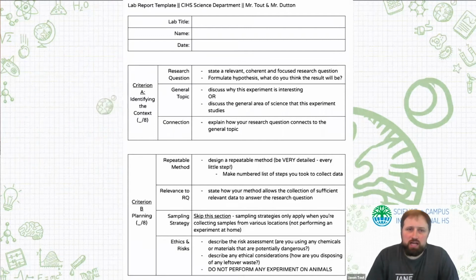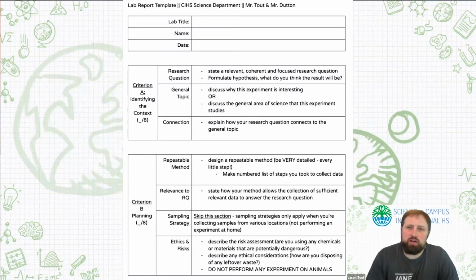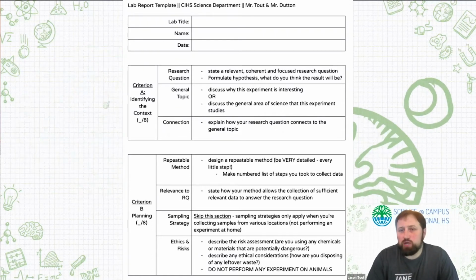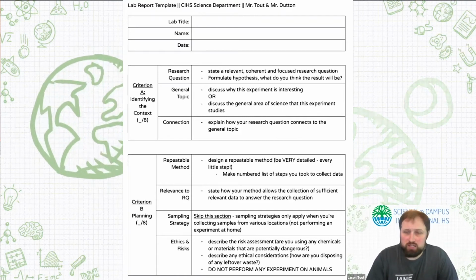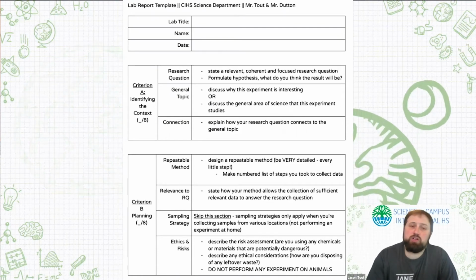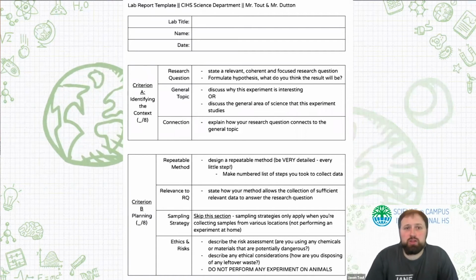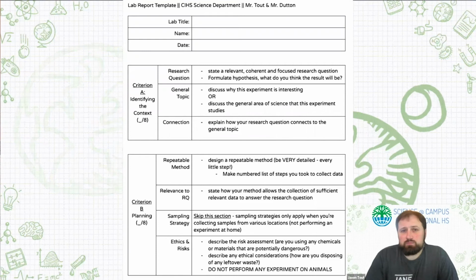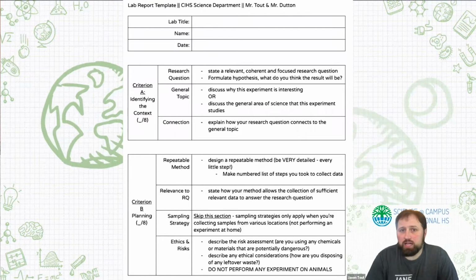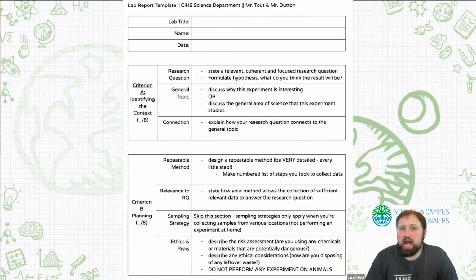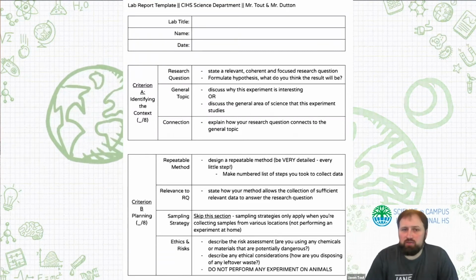Think about this, right? If there are 3 subsections to criterion A, think about each one of them should have at least a sentence and probably more like a paragraph. So your research question and a hypothesis, probably only 2 sentences, right? 1 sentence for each. Your general topic is probably going to be a paragraph, which may include information from another source. Your connection is a 3rd section, again, anywhere from a sentence to a paragraph on connecting or explaining how your research question connects to the topic you've identified.